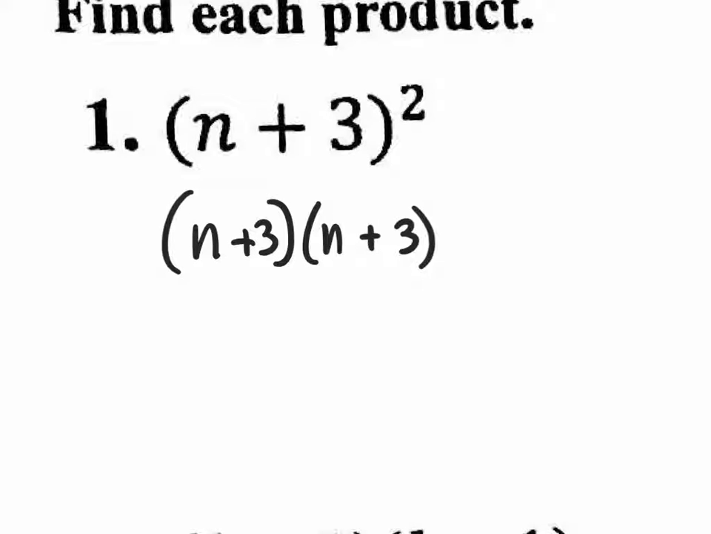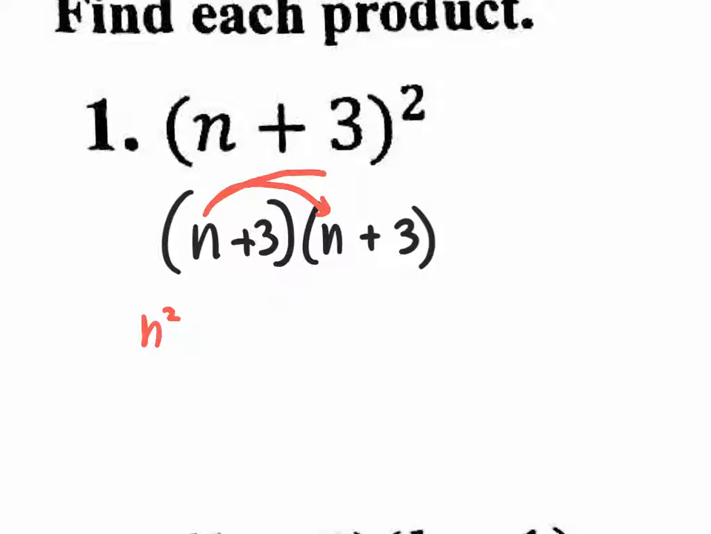And then I would like you to distribute one term at a time. What do I mean by that? We have two terms right here, right? We have the n and we have the 3. Let's first just distribute the n. We're going to ignore the 3 and say n times n is n squared. And when you guys distribute, I would like to see some arrows. So n times n is n squared.